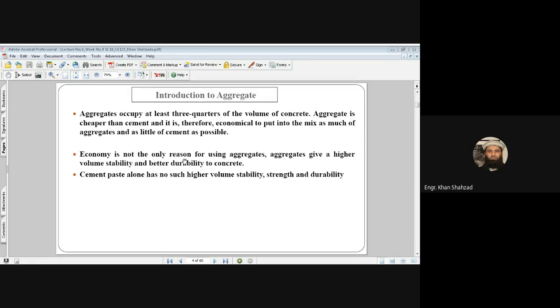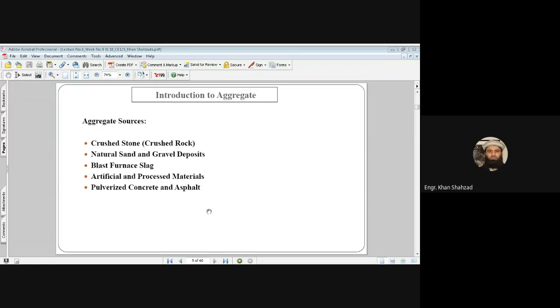Economy is not the only reason for using aggregates. Aggregates give a higher volumetric stability and better durability to the concrete. So we are always talking about economy, but economy is not the only point for using a maximum quantity of aggregates. If you remember from the creep topic and from the drying shrinkage topic, we discussed that aggregates give higher volumetric stability and better durability to the concrete. Cement paste alone has no such higher volumetric stability, higher strength and durability. I hope you remember from that lecture.